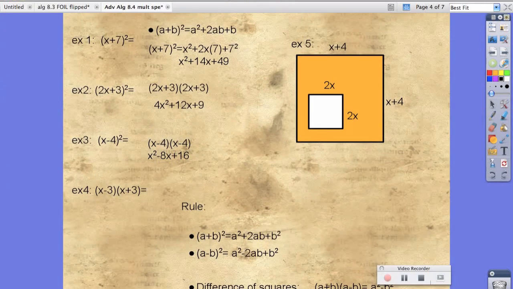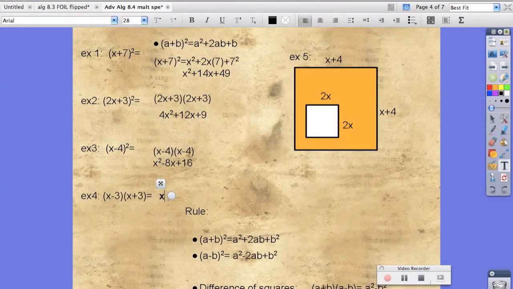You'll notice example 4 is a difference of two squares, because notice it's the same exact thing but the signs are different. So you would end up with x squared plus 3x minus 3x minus 9. So notice that when we do the FOIL method like I did here, the 3x and the negative 3x end up canceling, and you're left with x squared minus 9.